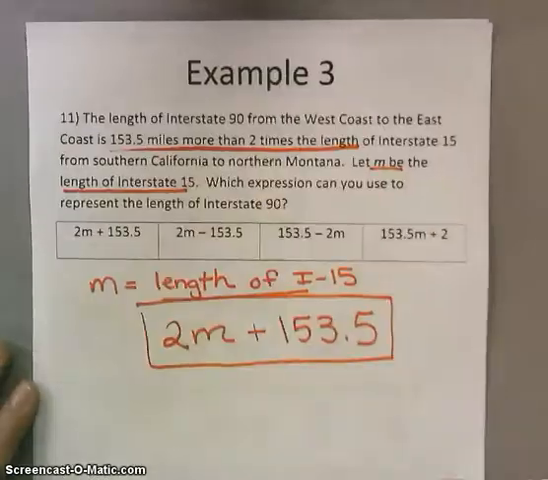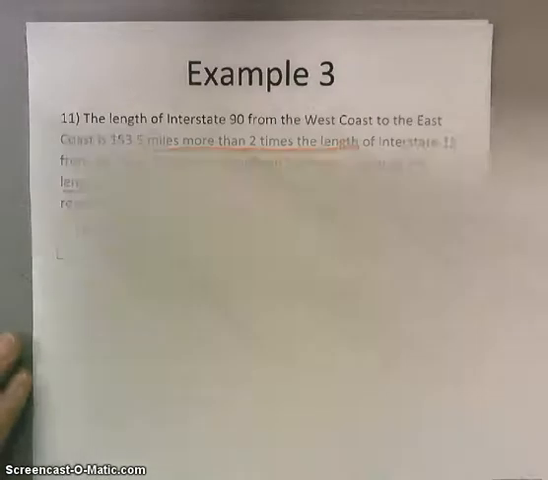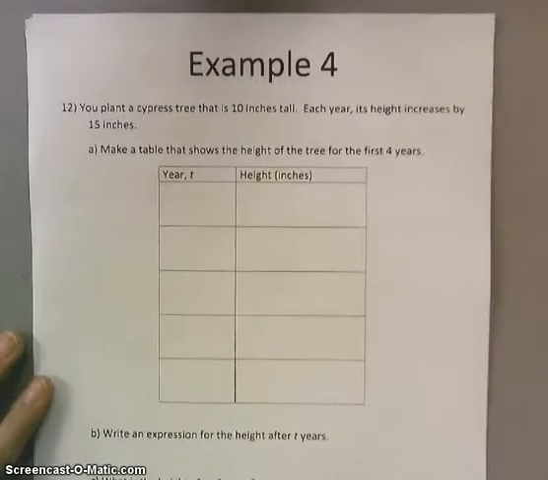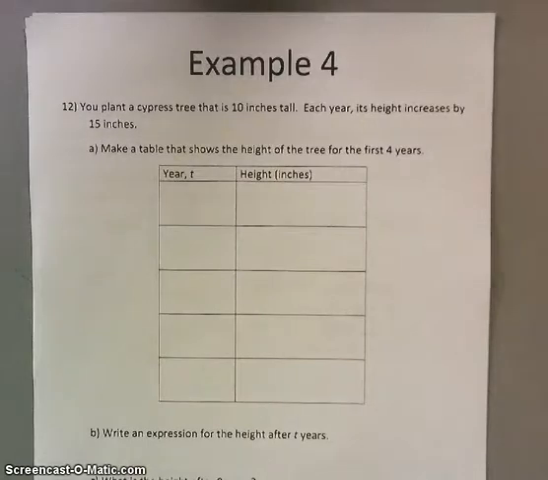And our last example, looking at example 4, says you plant a cypress tree that is 10 inches tall. Each year its height increases by 15 inches. Make a table that shows the height of the tree for the first 4 years.